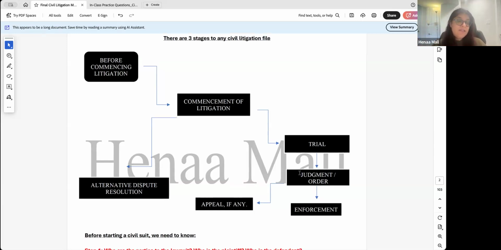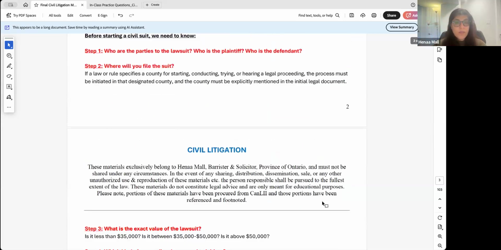So: before commencing litigation, commencement of litigation, and finally trial. Now, the trial will either end with judgment or will lead to an appeal. If it ends with judgment and you're not happy with the judgment, you go in for appeal. That is one route. The other is that neither party appeals and you want the settlement or judgment to be enforced. So this is how any and every civil litigation file will flow.